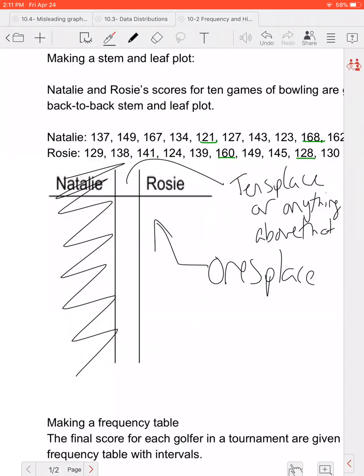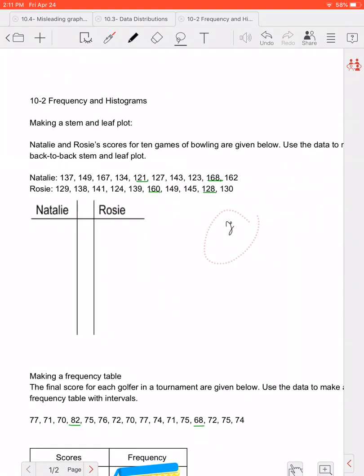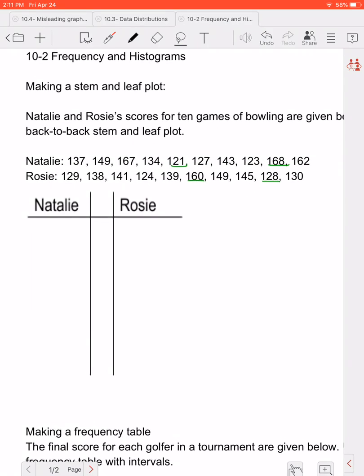Okay, so I'm going to go ahead and get rid of all this jibber jabber that I did all over the place. Okay, so I'm looking at these numbers. Natalie has 137, 149, 167, 134, and so on, right? And Rosie 129, 138, and so on, till we get all the way up to 130. So I looked through the data and asked, what's my biggest number and my smallest number in both sets of data? And I've highlighted that. Natalie is going from 121 to 168, and Rosie's going from 128 to 160.